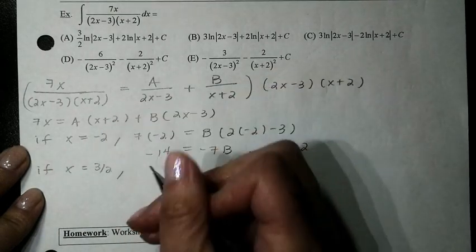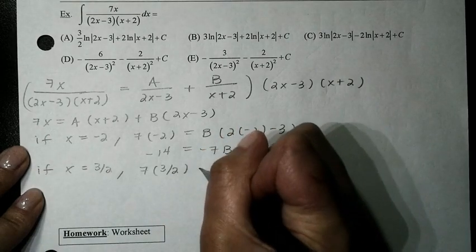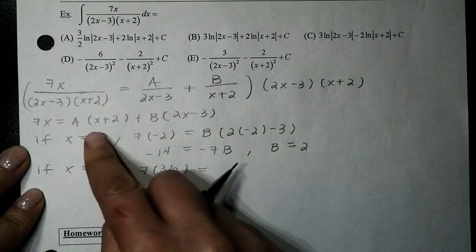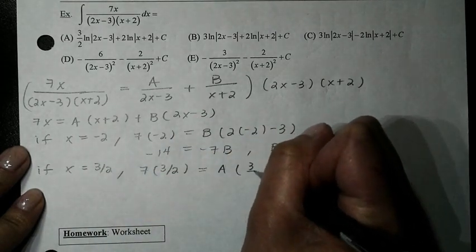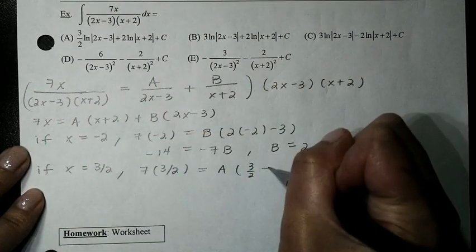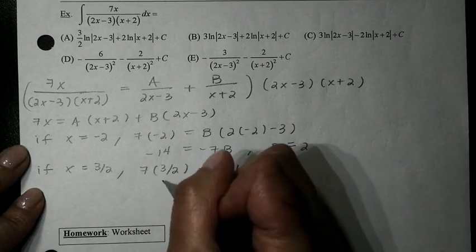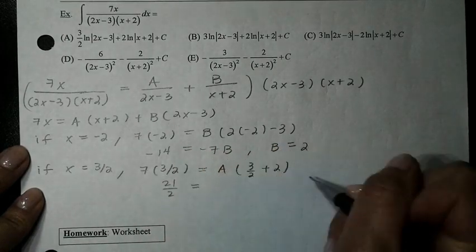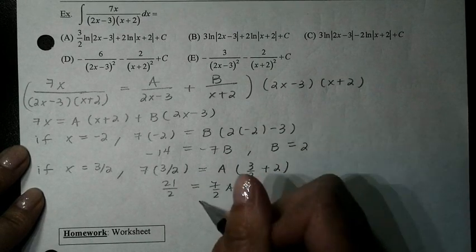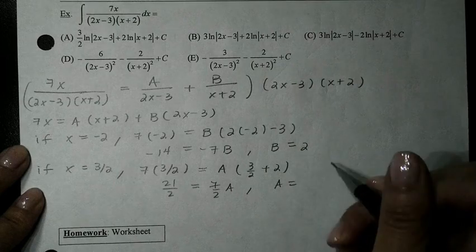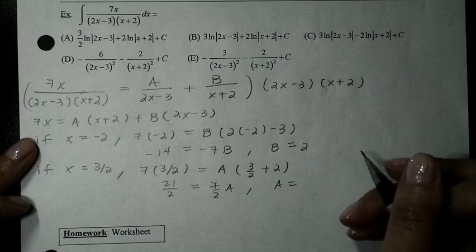So what do you have here? You have 7 times 3/2. It's going to be equal to, and you know that this one goes to 0, so it's only the 8 times 3/2 plus 2. Okay, so what happens with the a? You have that this is going to be 21/2 is going to be equal to 7/2 a. Okay, so the 2's cancel, so what do you have? That it's going to be your a, you have that it's 21 divided by 7, which is 3.